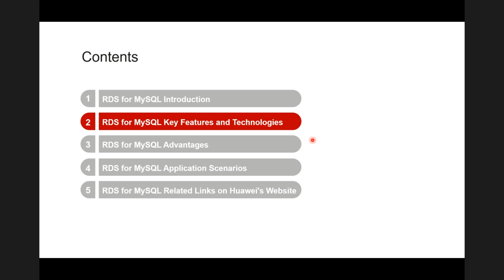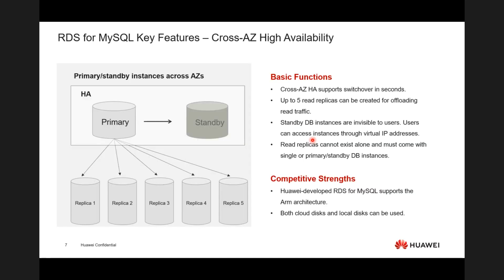Let's go to the second part, features and technologies. As you know, when it comes to the database, high availability will be very important. The basic function is cross-AZ HA, which supports switchover in seconds. That means if you deploy many RDS instances, and one AZ crashes, it can switch over to another standby instance very quickly.